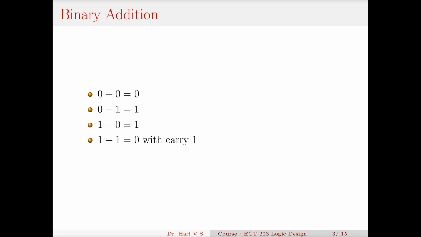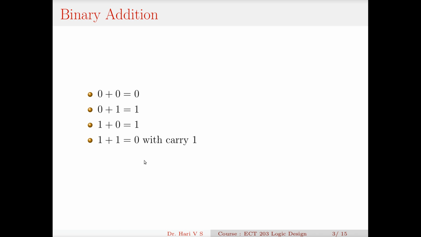So if you look into binary addition, all the numbers are limited to 0 and 1. Only 0 and 1 is present. So when a 0 is added with 0, it gives a 0. When a 0 is added with 1, it gives a 1. 1 plus 0 is a 1. And 1 plus 1 is actually a 2 in decimal, which is nothing but 1 0.